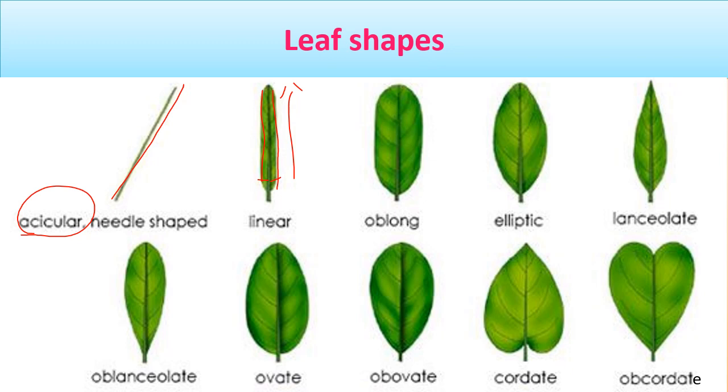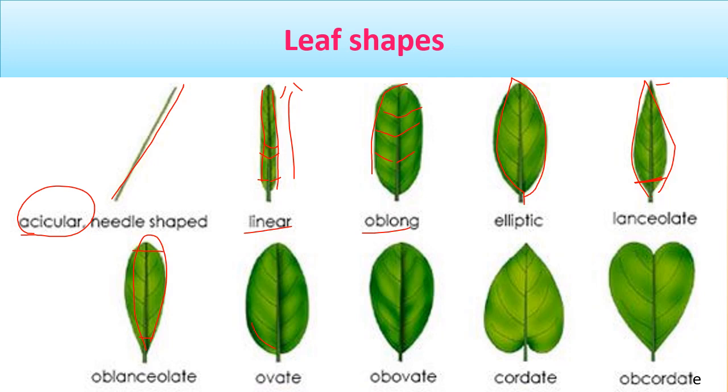Oblong and linear are similar, but this leaf blade is wide and this leaf blade is small. So it is linear, this is oblong. Here you can see elliptical shape. This is lanceolate, which is lance shaped. Then here oblanceolate. Now what is the difference between lanceolate and oblanceolate? Here the base is broad and apex is tapering. Here you can see the base is tapering and apex is broad.